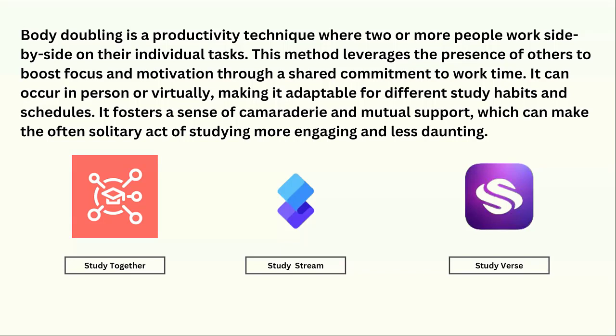We might share our goals at the beginning of the session, and then we'll take a break halfway through. But for the most part, you're just logged in with other people studying so that you are accountable.